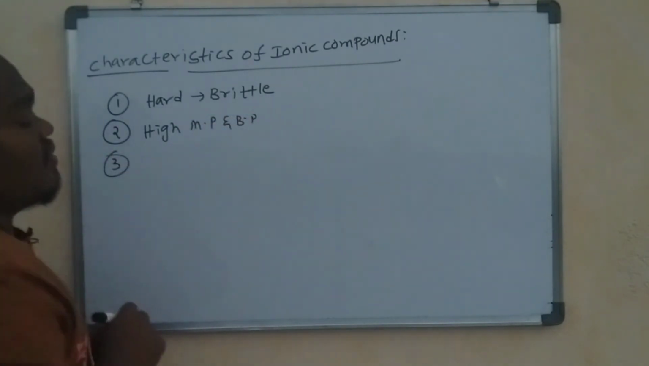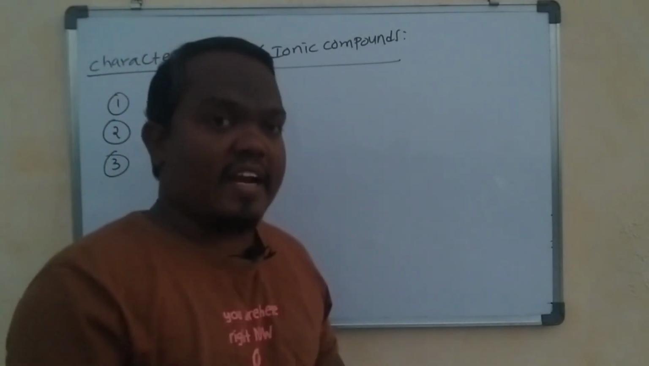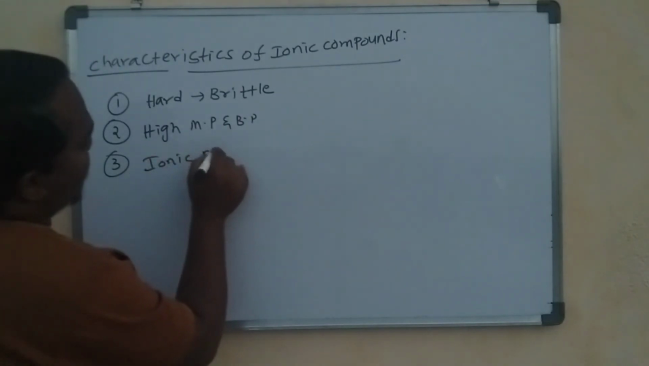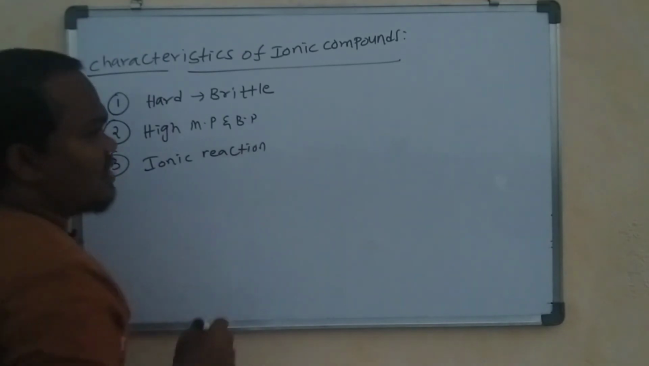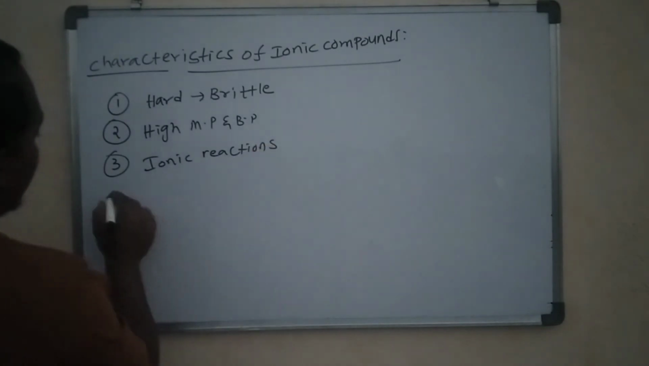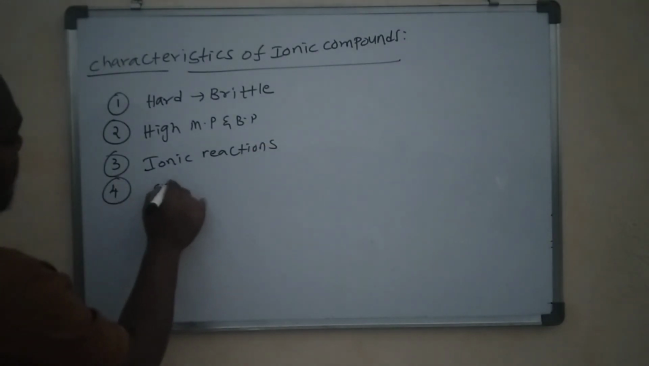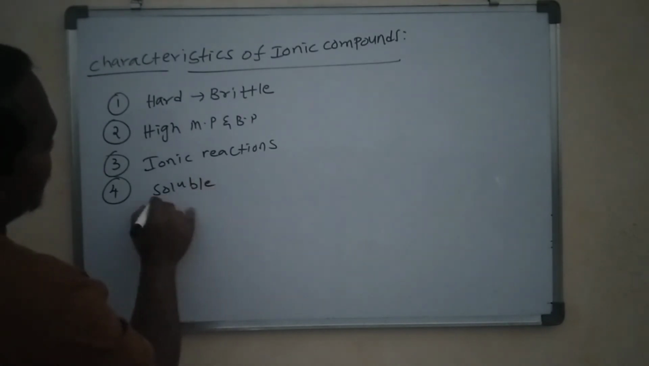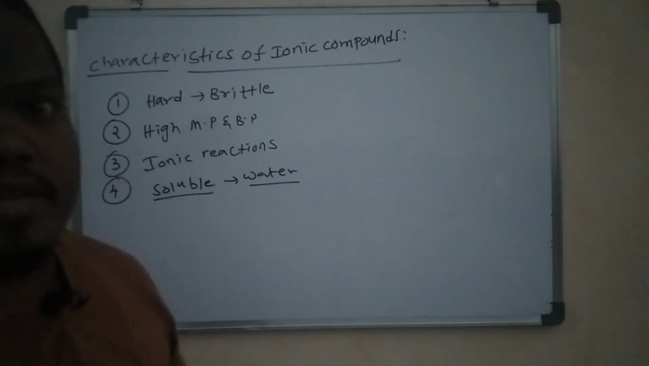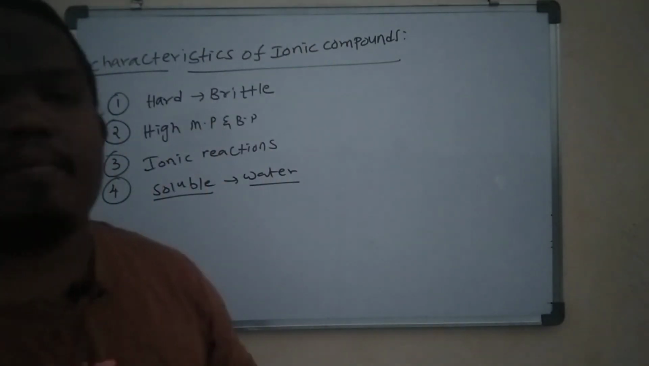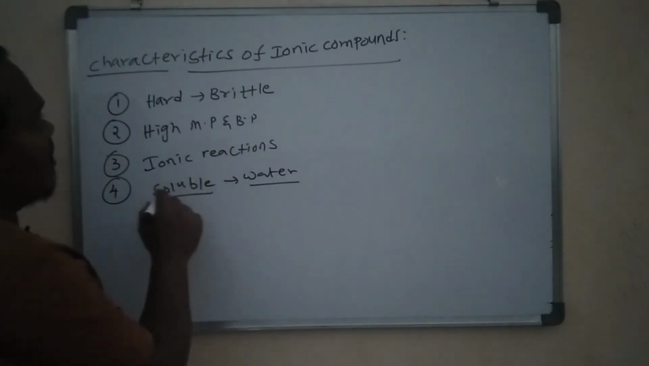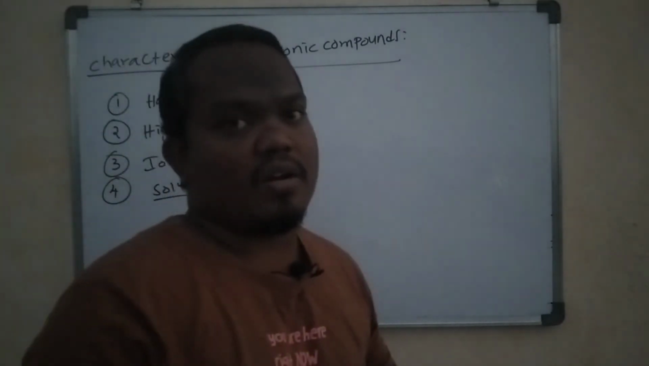And ionic compounds are involved in ionic reactions, such as neutralization reactions and precipitation reactions. Ionic compounds are soluble in water, and they are polar compounds. Here water is a polar solvent. So almost all of the ionic compounds dissolve in water. That's why we call all ionic compounds polar compounds.